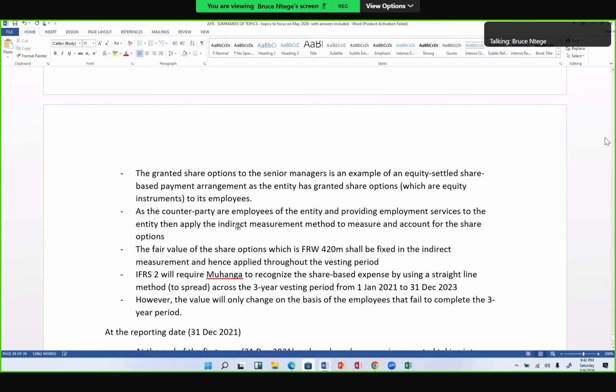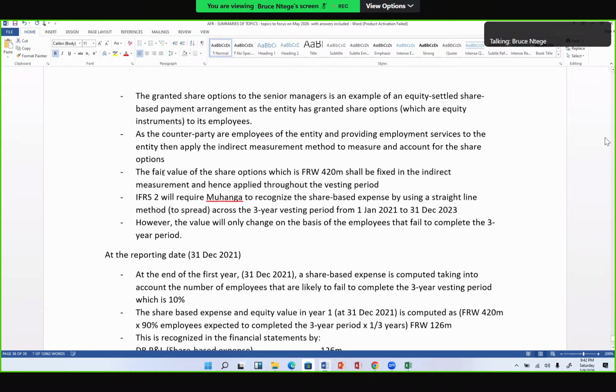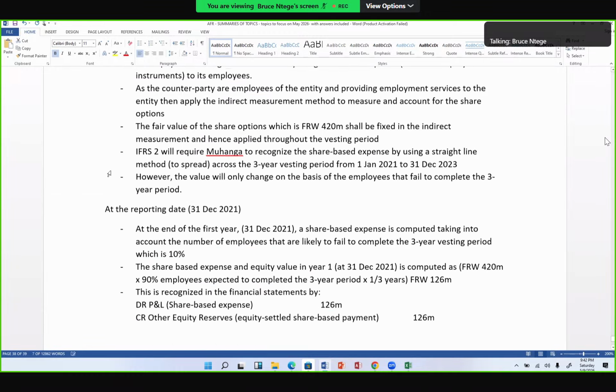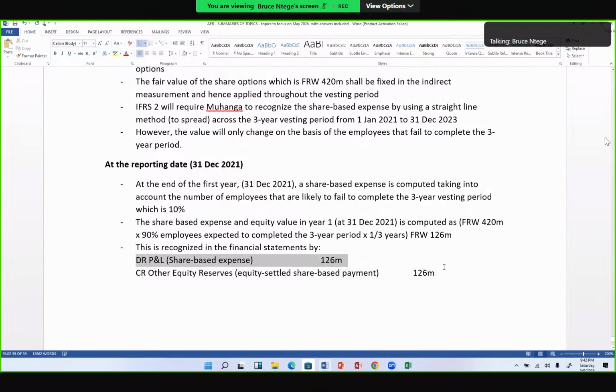So you have dealt with the accounting principles. You've explained, and even done the double entry, the treatment of those share options, both at the grant date where you've done the explanation, and also at the reporting date where you have measured this amount and done the recognition. I'll take it to the P&L as a share-based payment expense, and I'll credit the other equity reserve because it's equity settled. So that was part one of that question.